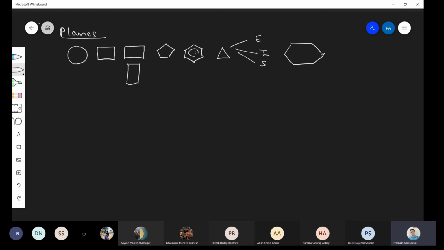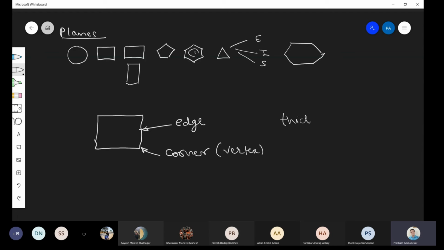Before I take the question, let me draw a square here, and the terms used here: this is called an edge. This particular thing is called a corner, or somewhere you will find this word vertex. Okay, and what about thickness? Thickness is negligible. I will not say zero.